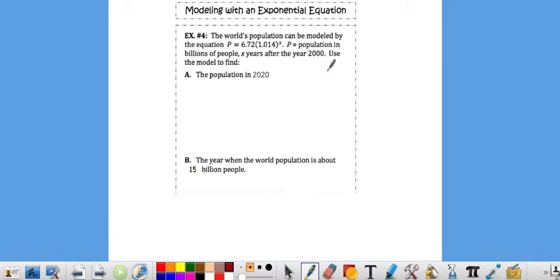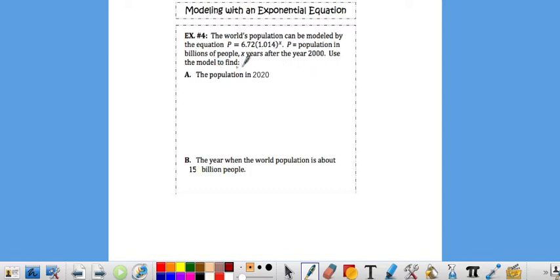Okay, so let's just kind of use this with a real world model. The world's population could be modeled by the equation P equals 6.72 times 1.014 to the power of x, where P is the population in billions of people, x years after 2000. This was a model that they came up with in the late 90s to model population after the year 2000.